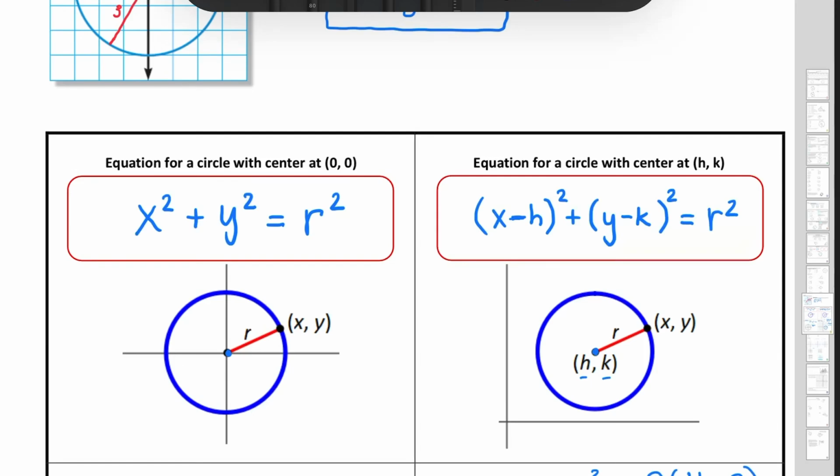So I think this should be a pretty simple lesson as long as you just keep in mind these two formulas, whether the center is at 0, 0, or whether the center is somewhere else.